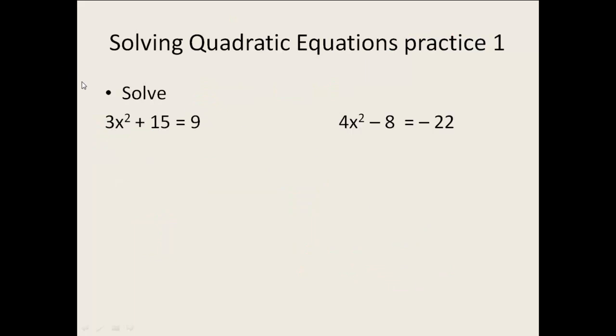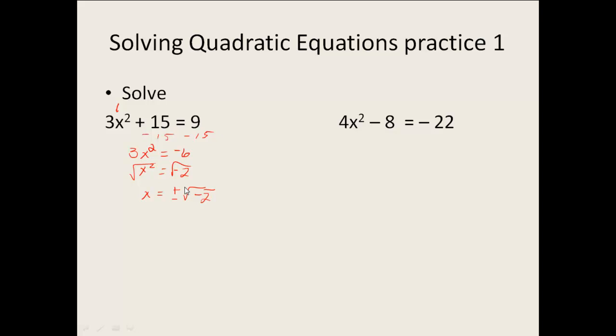Now we're going to use these ideas to solve some quadratics. As I look at this first one here, I notice I have x only in one spot, so I can go ahead and do algebra. I am going to subtract 15 from both sides, so I would have 3x squared is equal to negative 6. Divide both sides by 3, and I'm going to get x squared is equal to negative 2. Now to get rid of that square, I square root both sides. So I'm going to have x is equal to plus or minus the square root of negative 2.